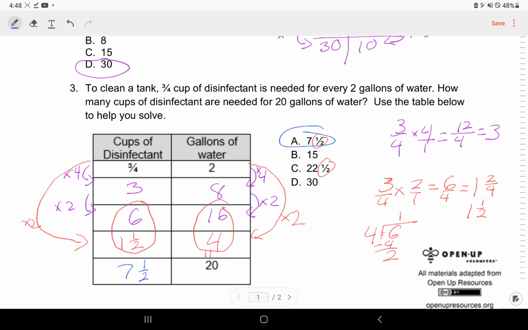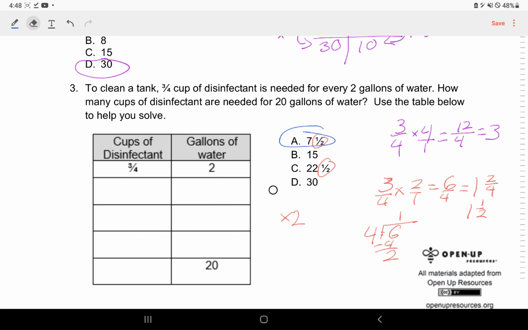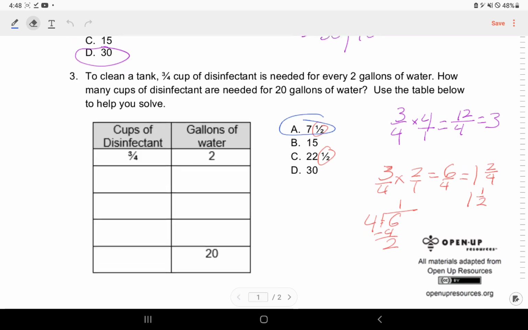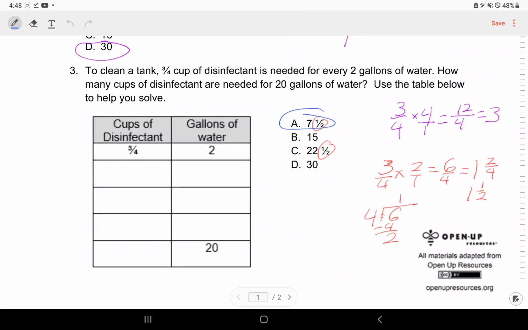Now, again, that's not the only way we could have done this. We could have sat there and, let's do some erasing as I'm already erasing. We could have said, well, 2 times 10. So, times 10.